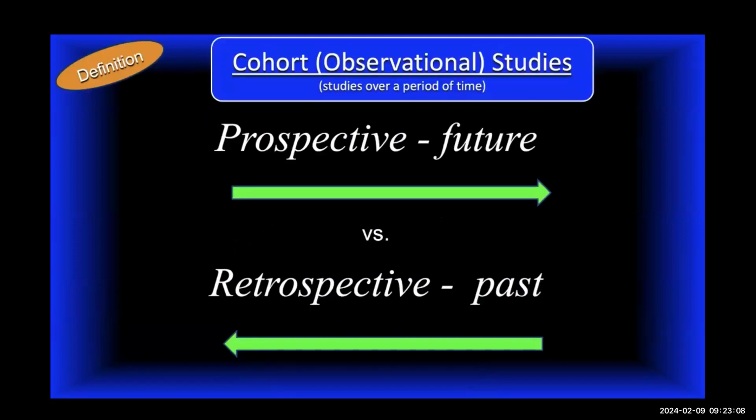We want controlled studies, and basically these are called cohort studies or observational studies where we look at a particular question over a period of time. There's two different types. Prospective, which means we're looking into the future, where we design a study, and from now until X period of time, we're going to evaluate that patient and evaluate that question. Or retrospectively, we can look in the past.